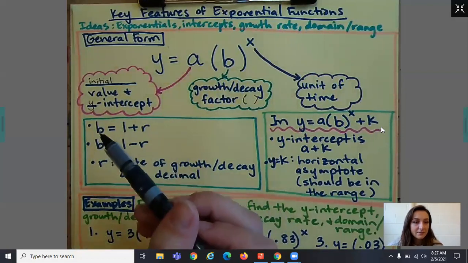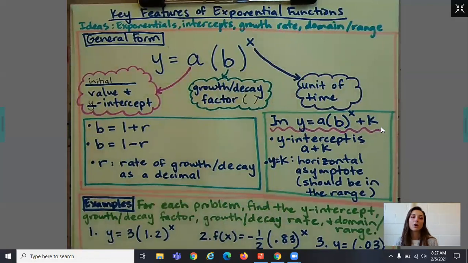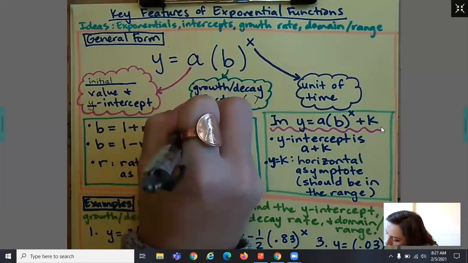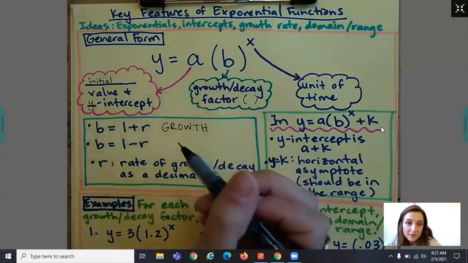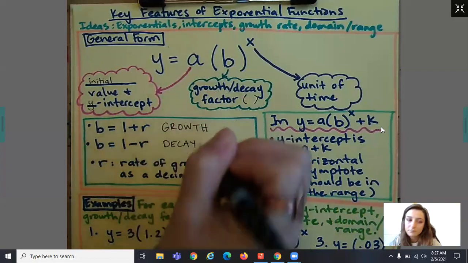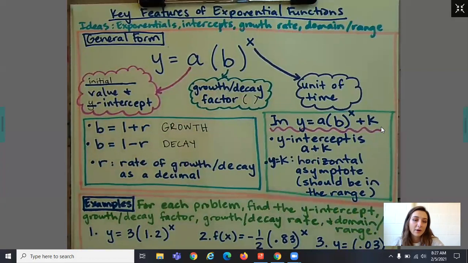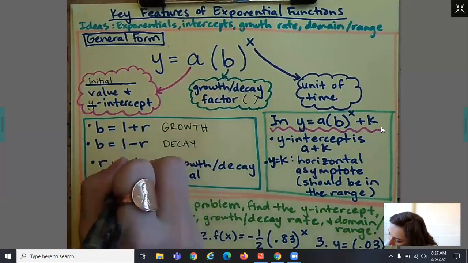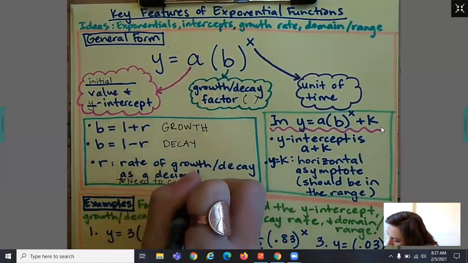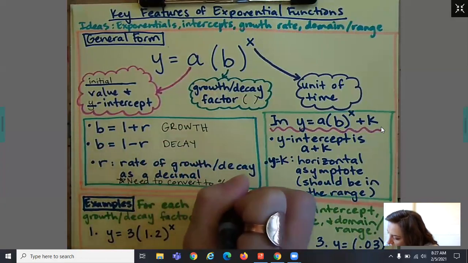Other little things in here is that b could either be 1 plus r or 1 minus r. So if b is 1 plus r, then this is going to be growth. And if b is 1 minus r, this is going to be decay. All right. R is going to be that rate of growth or decay as a decimal. So we are going to need to convert it to a percentage after we find that as a decimal. So let's just make a little note of that. Need to convert to %.